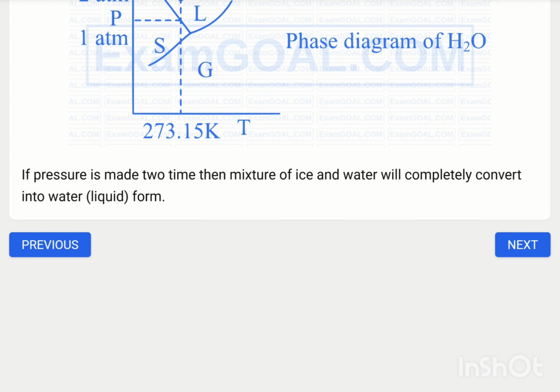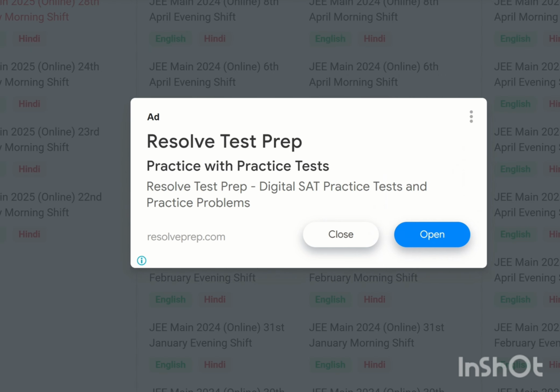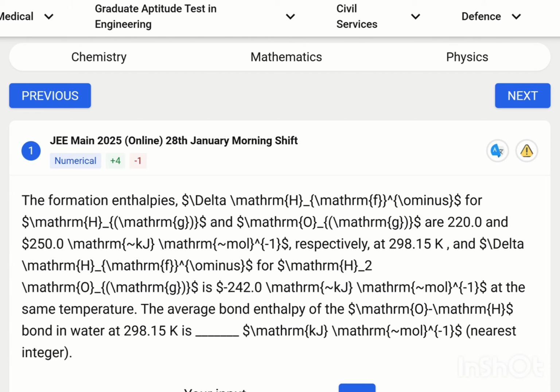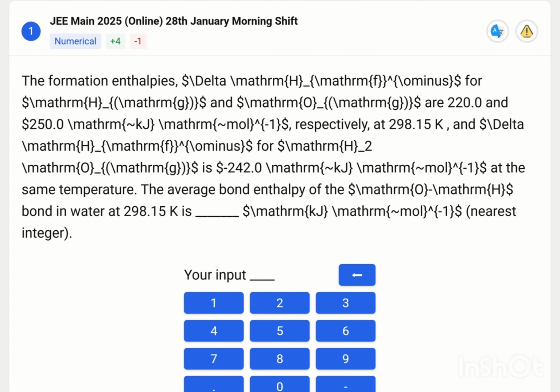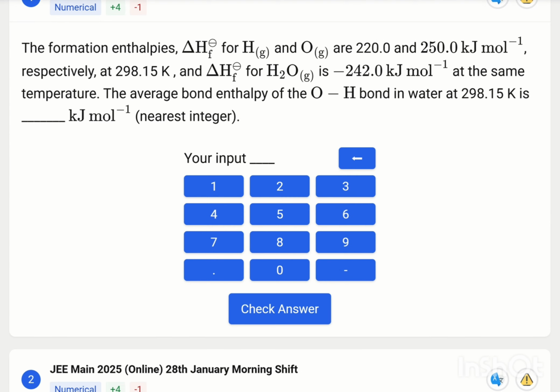So moving to question number 21, the integer type question. Let us close this. Where is this? Okay. The formation enthalpies of HF for HO are this one. Okay, and HF for H2O is this one at the same temperature. Average bond enthalpy. Okay.